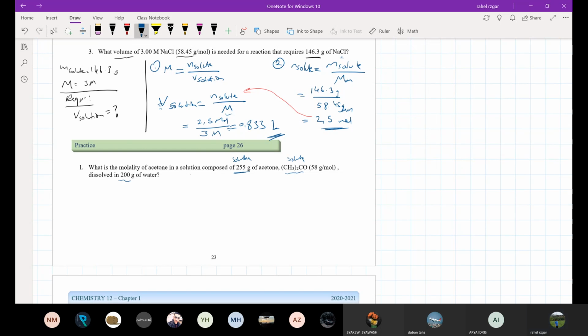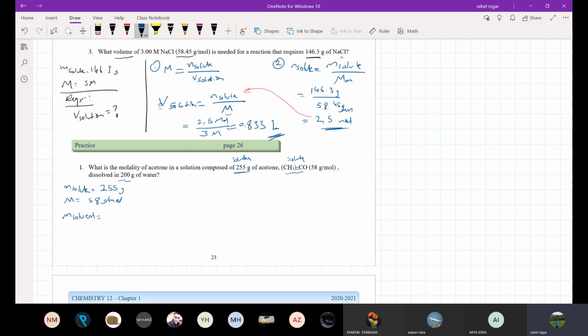For molality, please pay attention very carefully to distinguish between the mass of the solute and the mass of the solvent. It is very, very important. For example, here, when it says acetone is dissolved in water, we know that the mass of solute, which is the acetone, is 255 grams. Of course, molar mass is given, 58 grams per mole. What else is given? Mass of solvent.